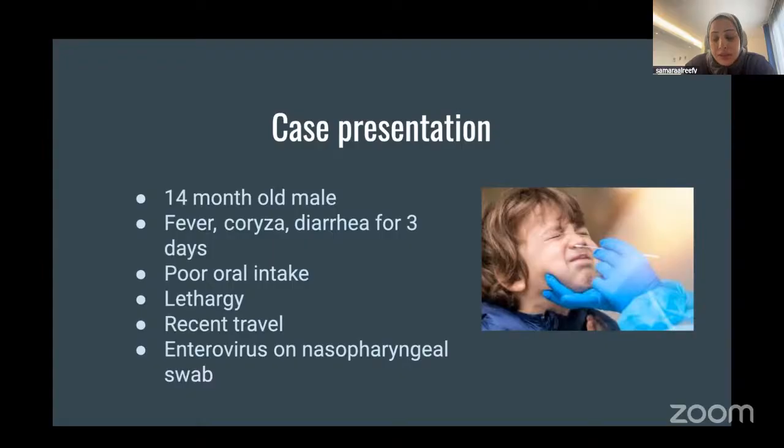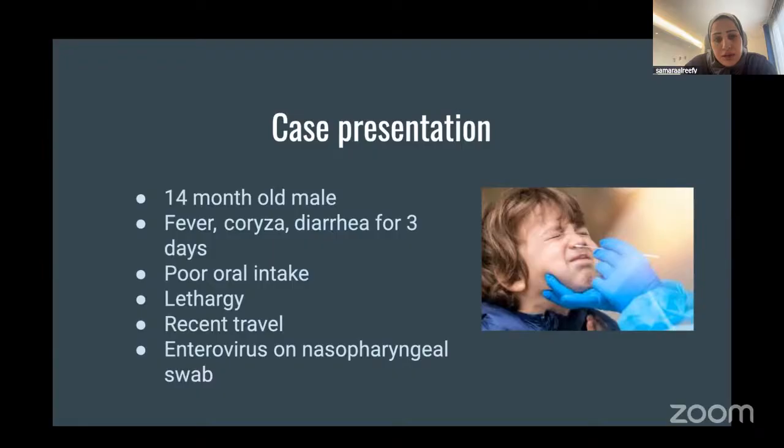and upper respiratory tract symptoms, coryza, rhinorrhea, that was preceded by diarrhea for around 5 days. So he had initially 5 days of diarrhea, followed by fever and upper respiratory tract symptoms. The mother brought him to the clinic concerned mainly about the high temperature that is not responding to antipyretics, as well as the poor oral intake and lethargy.